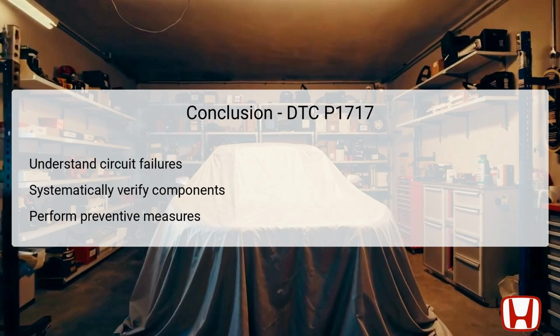In conclusion, diagnosing DTC P1717 requires a comprehensive understanding of electrical circuit failures specific to the Transmission Range Switch ATPRVS. Systematically verifying each component and connection is crucial for successful repairs and maintaining technological integrity. Recognizing the symptoms can aid in early detection and prompt intervention, preventing further complications that may impair vehicle performance.